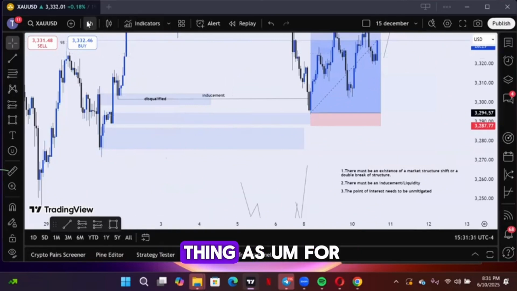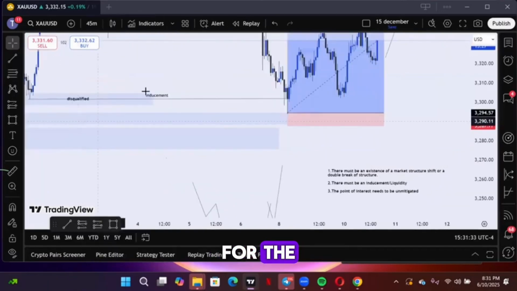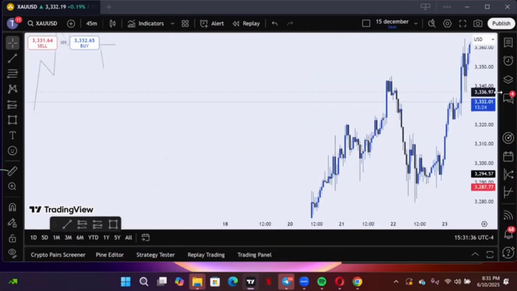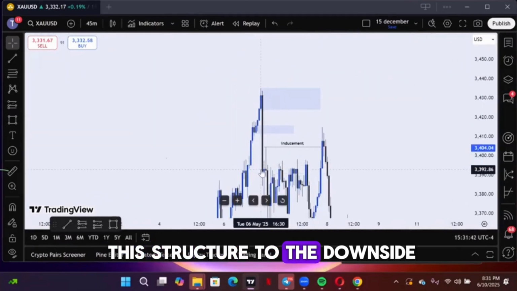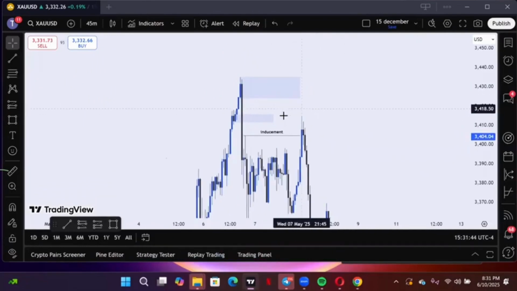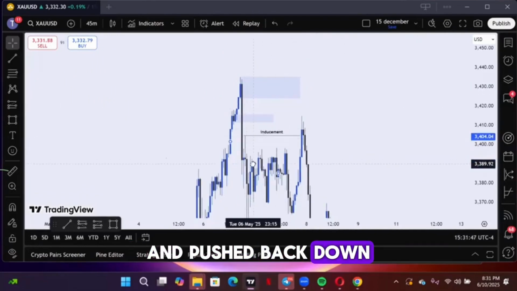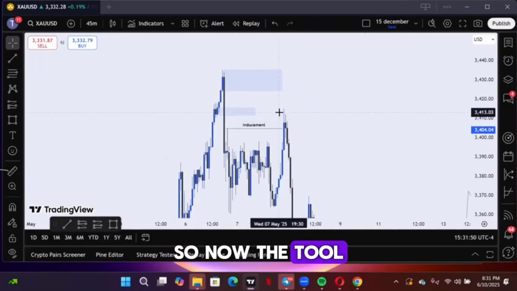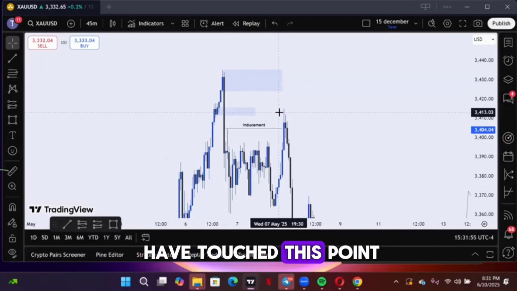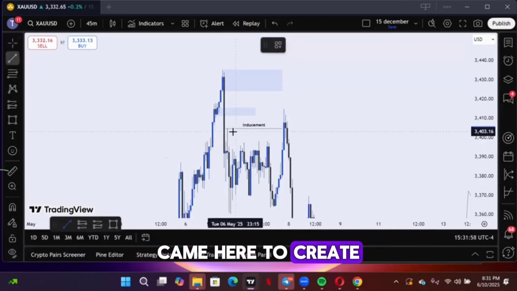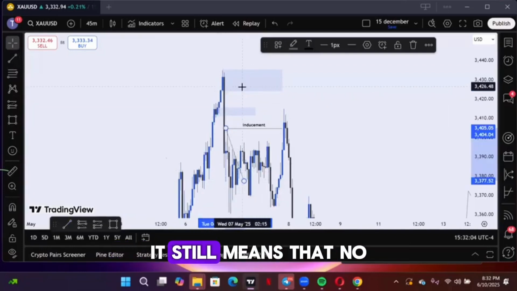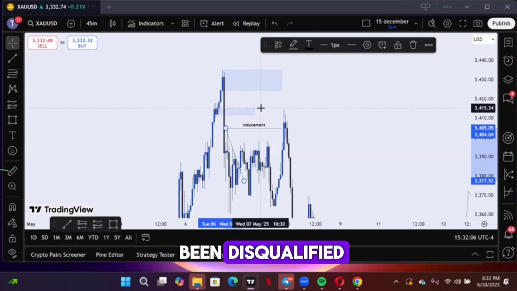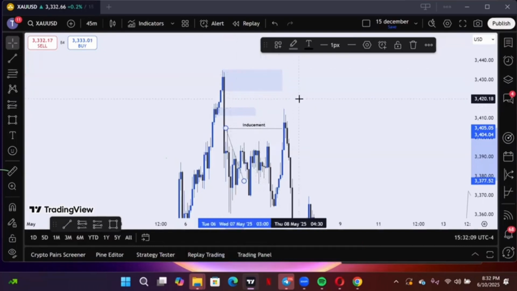Now, also the same thing for the sells, and for the sell that I had here. So market gave us this structure shift to the downside. We got that as our first rule. Market pulled up here and gave us an inducement and pushed back down. We got that as our second rule. So now the third rule says the point of interest needs to be unmitigated. It means that when market was creating inducement, it needs to not have touched this point of interest. And if you pay attention, when price came here to create your inducement and go back down, it never touched this breaker, and it also did not touch this other block. It still means that no POI here has been disqualified. So two of them are still valid to be used as an entry.